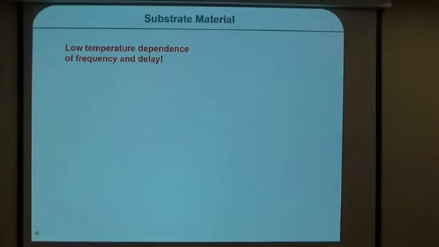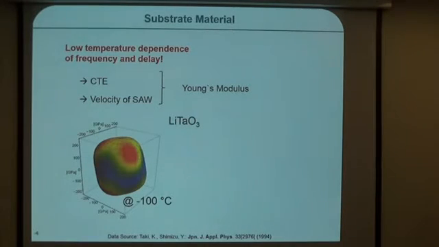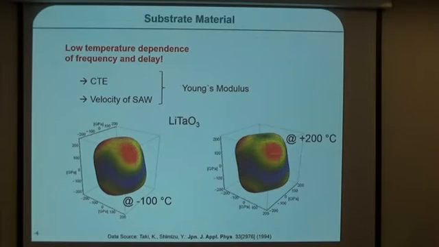One thing about the substrate material, there is the need for a low temperature dependence of the properties. So what we actually want is a low temperature dependence of CTE and a low temperature dependence of the velocity of the surface acoustic wave. These two things are very much related to the Young's modulus of the material. If we have a look on the properties of the Young's modulus in a Cartesian coordinate system at different temperatures, we can see that some directions change more than others.